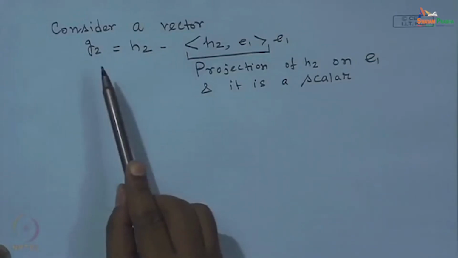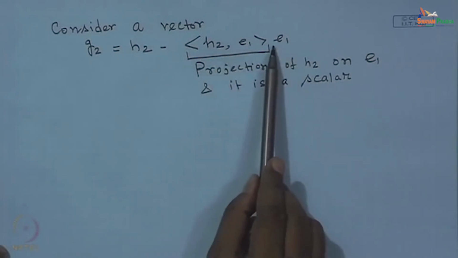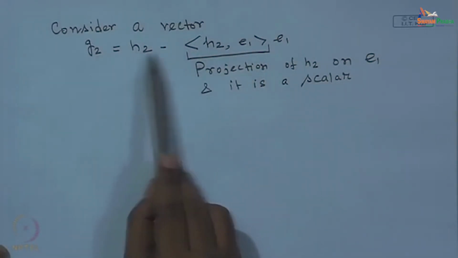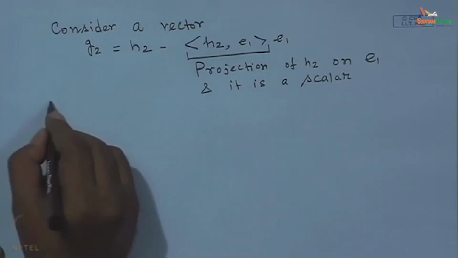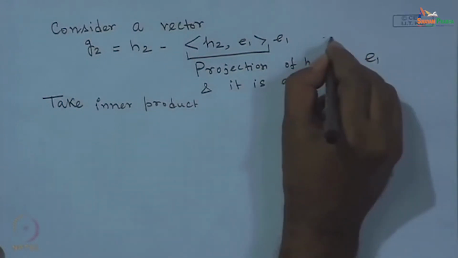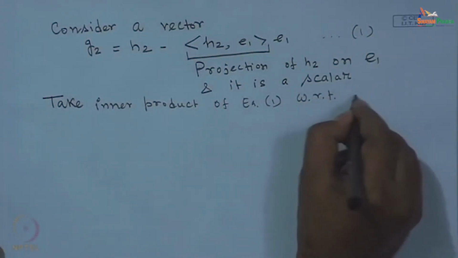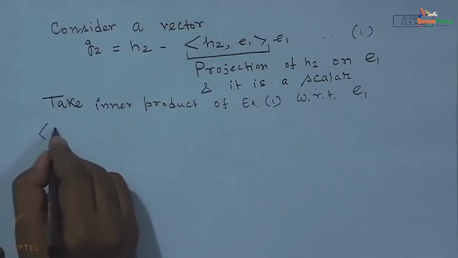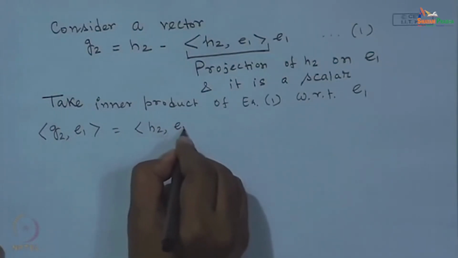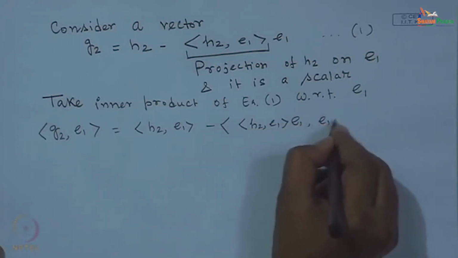So, in order to get the E2, we have to consider a vector G2, which is nothing but H2 minus inner product of H2 and E1 multiplied by E1. Since the inner product is nothing but a scalar multiplier, we can formulate this vector in this particular form. Now, what we can do? We take inner product of this equation with respect to vector E1. So, if we do that, this becomes inner product of G2 and E1 is equal to inner product of H2 and E1 minus inner product of H2 and E1 times E1 with E1.